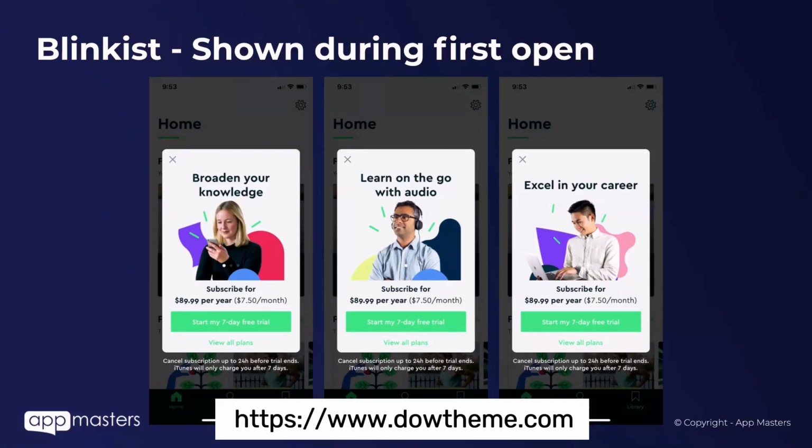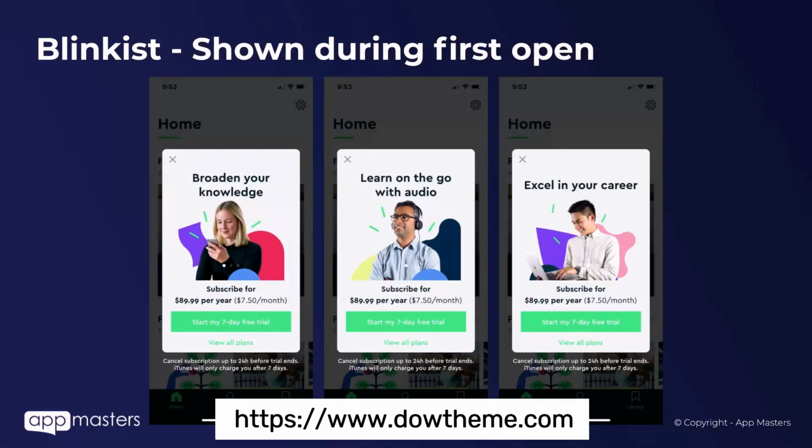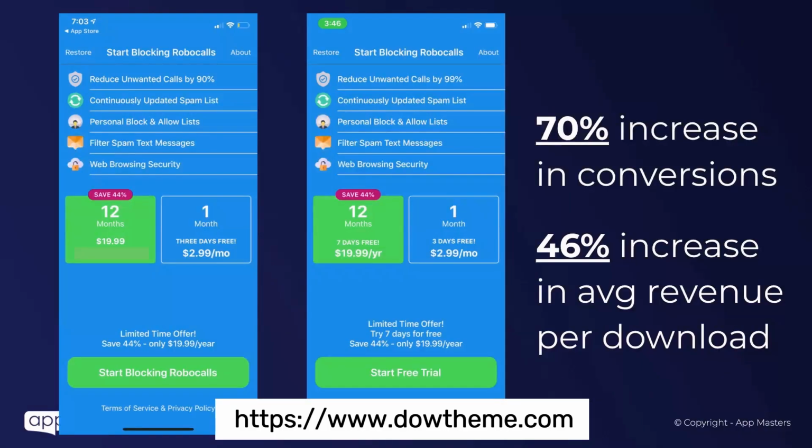And then on the normal pricing page, here's what you see. So you get monthly and yearly, but they're really trying to push the yearly on first open. So push the yearly. That's what we did for our client right here. And this is why we were able to increase the revenue per download by 46%, because a ton more people were buying the yearly option. And again, these are increasing conversions, why? Because now instant value is seen.